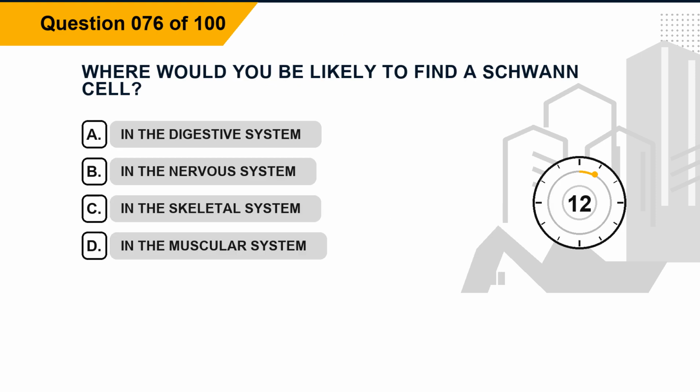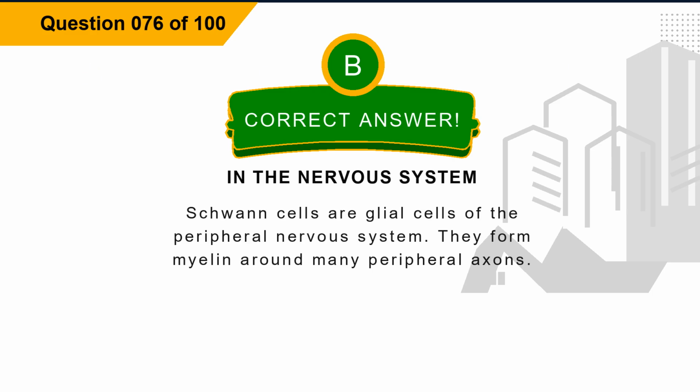Question 76. Where would you be likely to find a Schwann cell? Option A, in the digestive system. Option B, in the nervous system. Option C, in the skeletal system. Option D, in the muscular system. The correct answer is option B, in the nervous system.